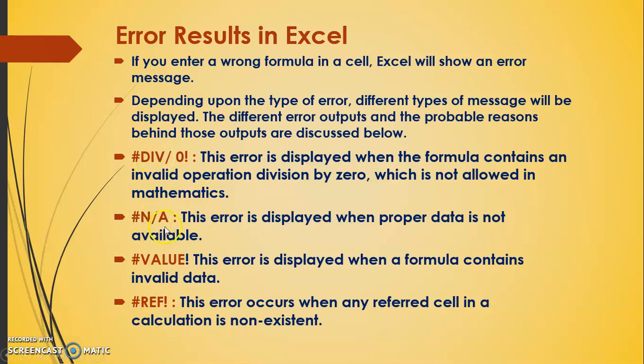Secondly, #N/A. This error is displayed when proper data is not available. For example, if you are giving a formula to multiply any number by 2, but that number is not present, then it will give N/A, meaning not available. N/A means when data is not available. #VALUE. This error is displayed when a formula contains invalid data. Invalid means which is not valid. If that formula contains invalid data, then it will give the error result of #VALUE.